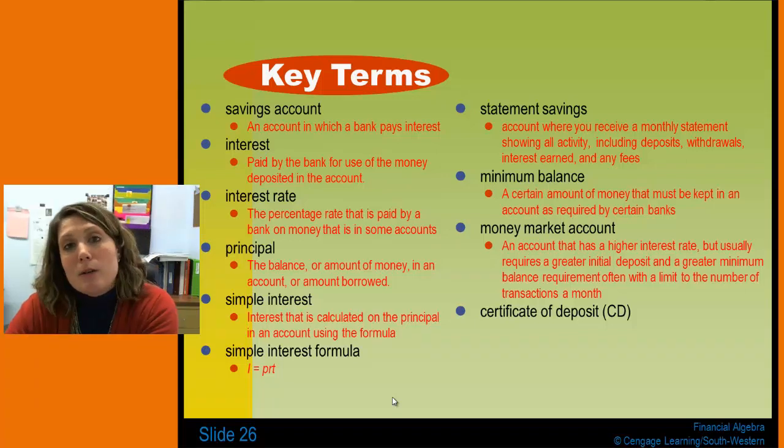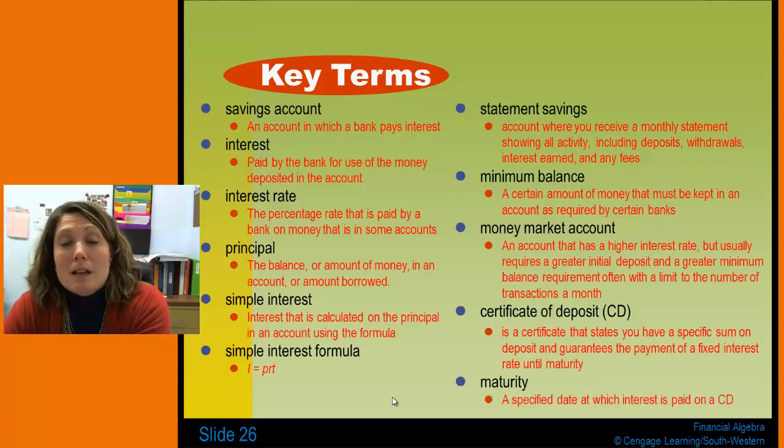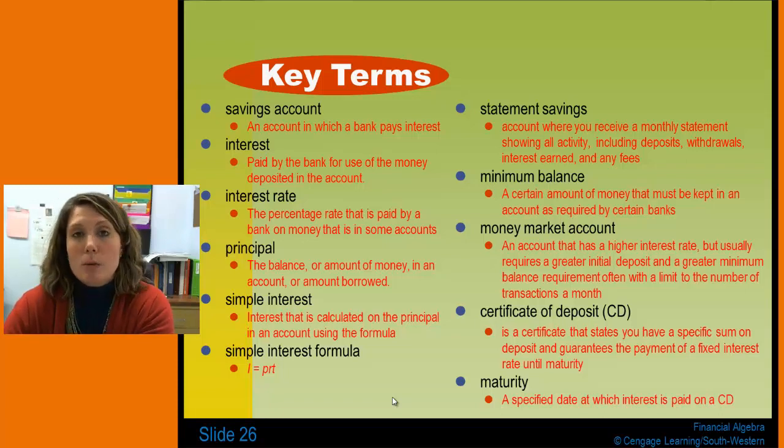A certificate of deposit, or a CD, this is a certificate that states that you have a specific sum on deposit and guarantees the payment of a fixed interest rate until maturity. Maturity is a specific date at which interest is paid on the CD, and after that maturity date you don't earn any more money on that. Sometimes the CD will give you a little booklet for you to keep track of what is in there. Once you put the money in there, though, for a CD, you can't take it out until it becomes mature. Otherwise, they charge you a penalty. Usually about half of what you have in there you have to pay.